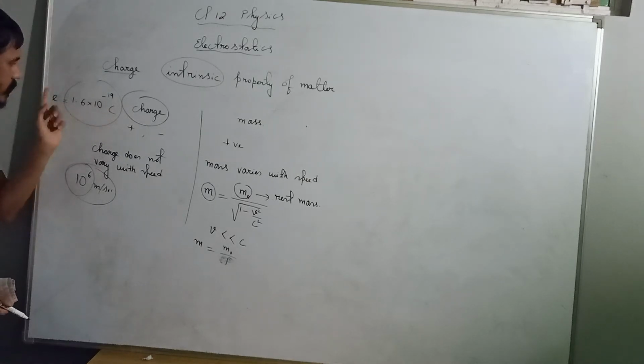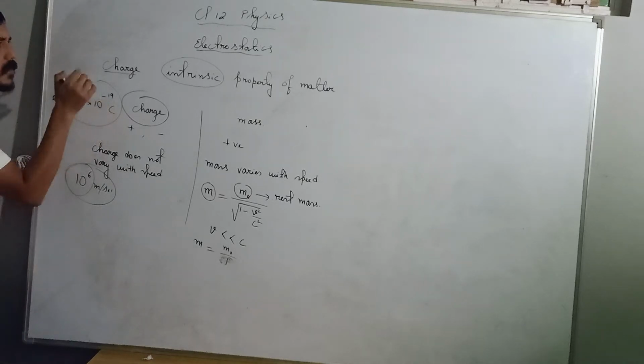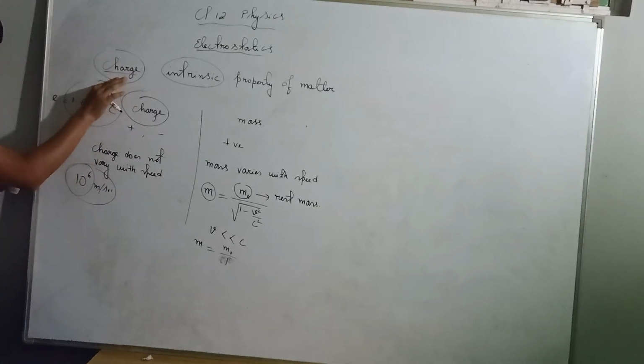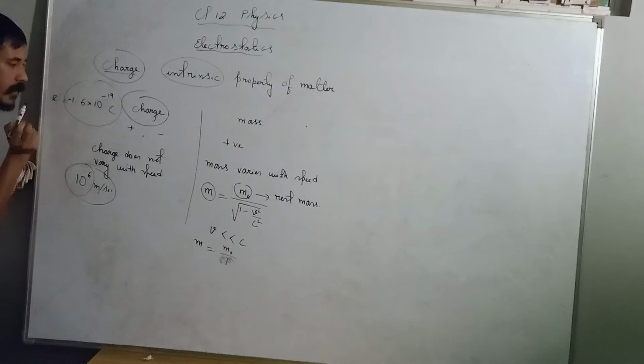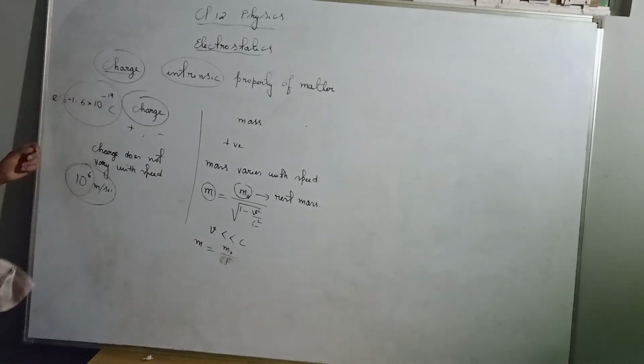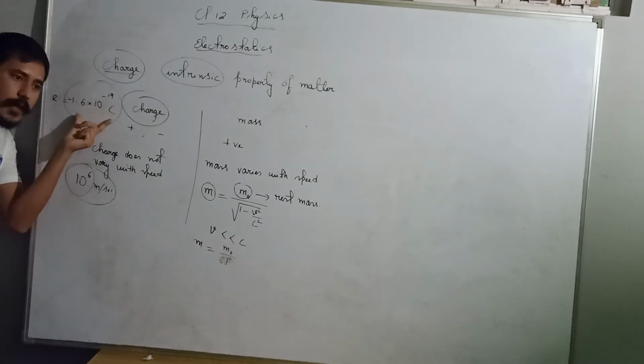Charge of an electron is 1.6 into 10 to the power minus 19 coulomb. Coulomb is the unit of charge. So the charge of an electron, electrons are negatively charged, so I can write here negative. So charge of an electron is minus 1.6 into 10 to the power minus 19 coulombs. Even though an electron moves at this speed, its charge always remains constant.